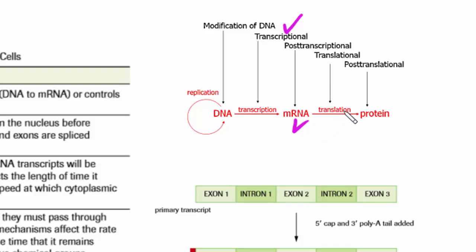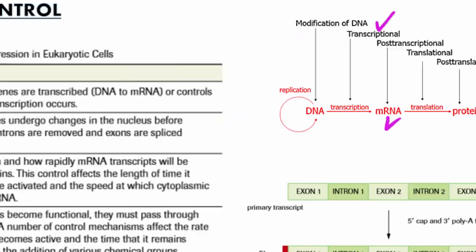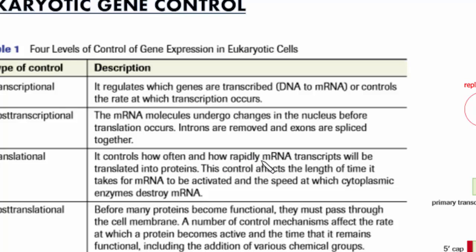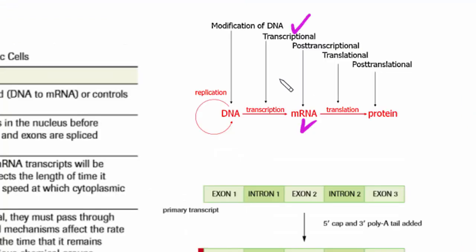And then during translation, this can be controlled as well. So translational control controls how often and how rapidly the mRNA transcripts will be translated into proteins. This control affects the length of time it takes for mRNA to be activated and the speed at which cytoplasmic enzymes destroy mRNA. Because once the mRNA has been translated, you've got this mRNA strand here, you've already created your protein, that mRNA can either be translated again or it's going to be chopped up by ribonuclease, and its ribonucleotides are going to be recycled. All right, so all of this can be controlled.